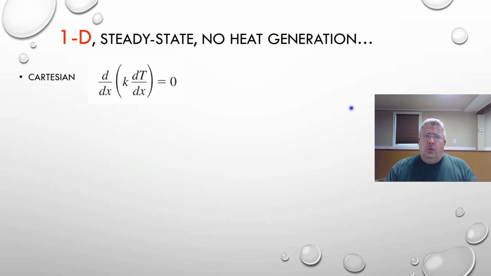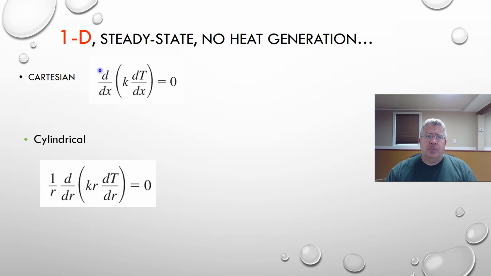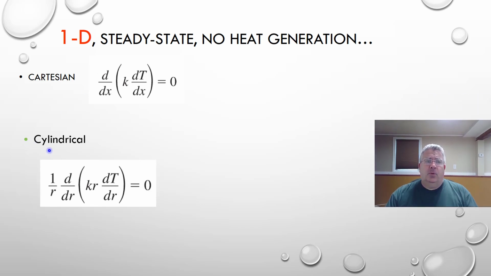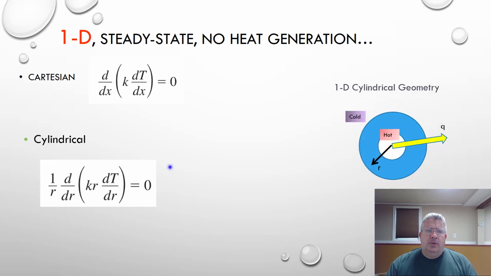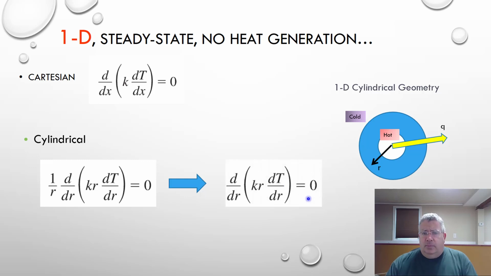Now, we'll start with the 1D steady state no heat generation form. The Cartesian we've already looked at, but for the cylindrical, what we're going to end up with is just the radial term, and you'll notice that there's a 1 over r over here. But since the right-hand side is going to equal 0, we can simplify that just to the second order term.